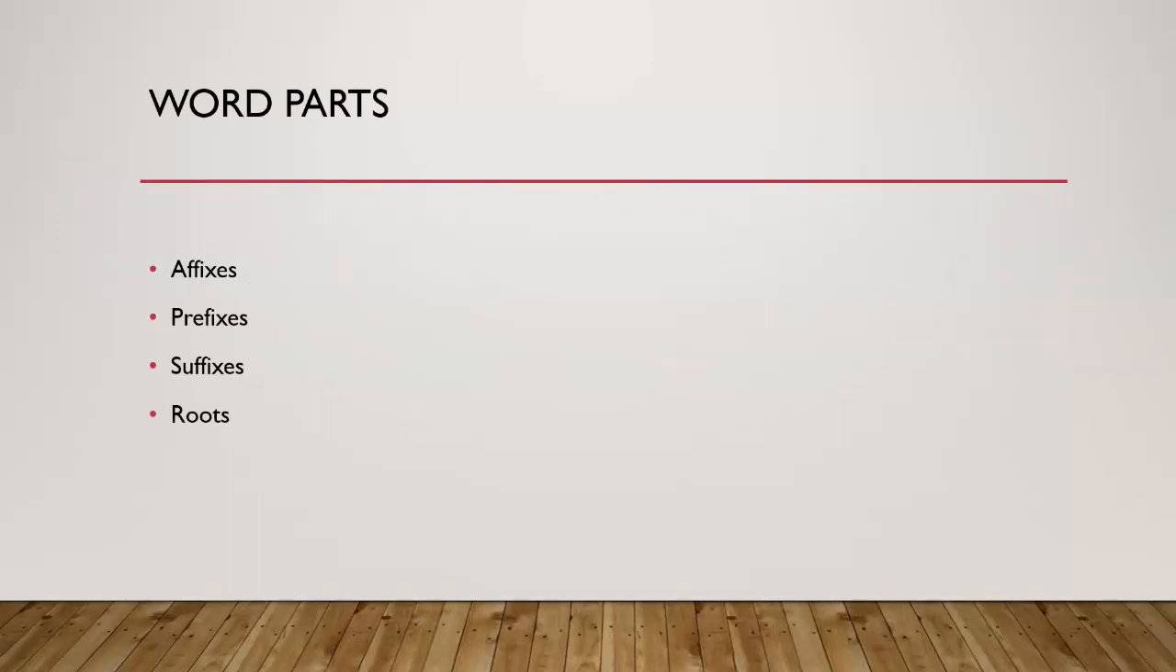Word parts. There's 4 different word parts. Word parts are the building blocks of words that can be combined to create new words or modify the meaning of existing words. They include affixes, prefixes, suffixes, and roots, or base words.